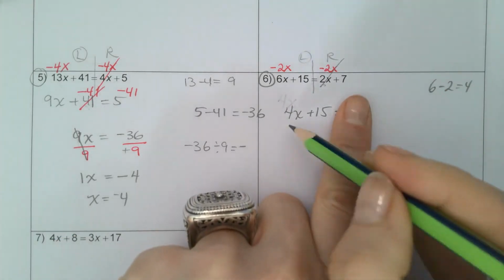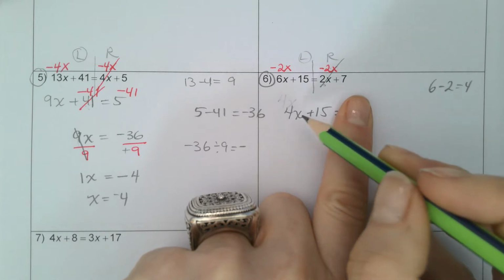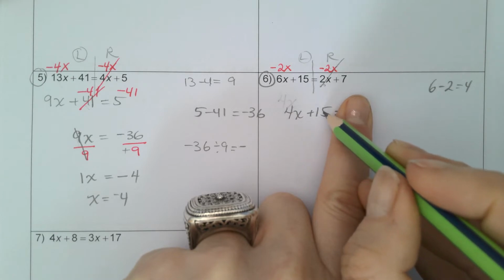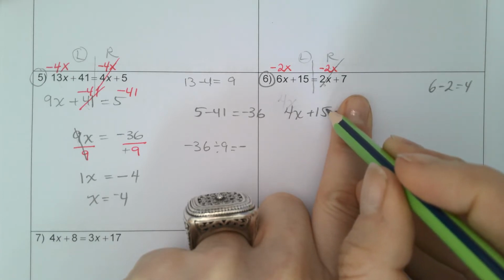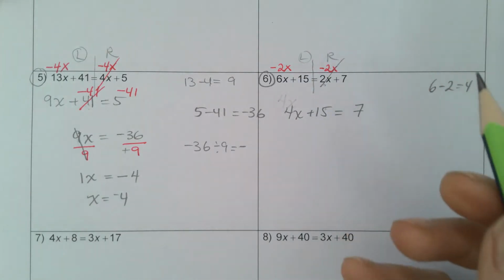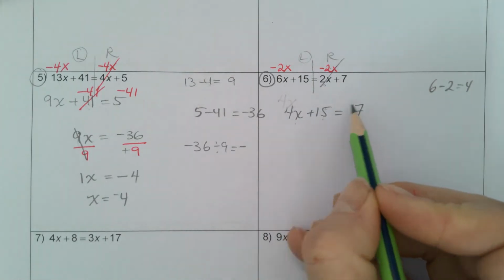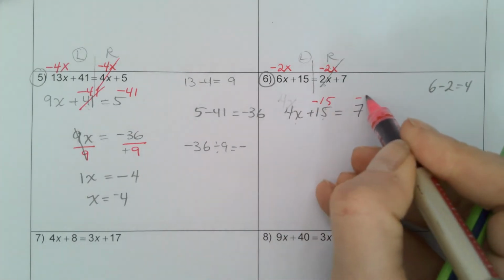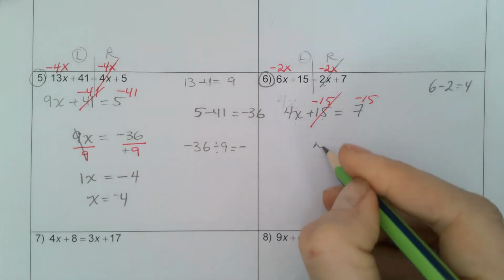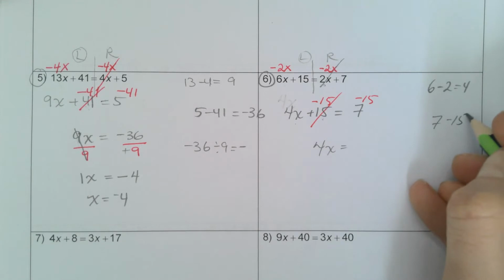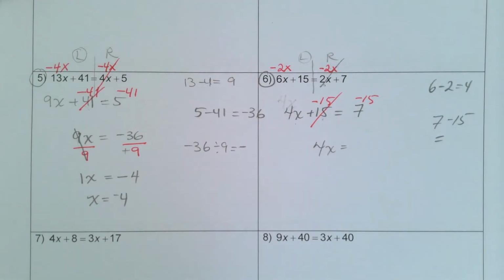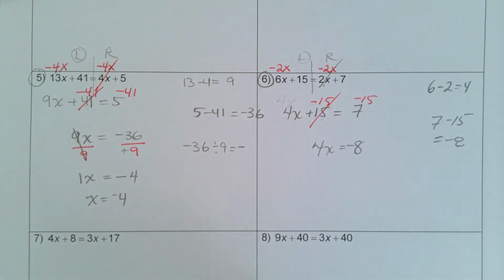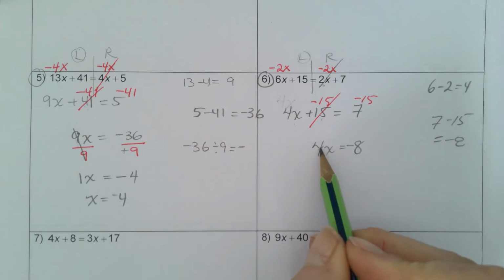So x is on the left, so I have to get rid of the 4 and the 15 because x needs to be alone. This is like the best friend touching x, and this is far away. This is like the neighbor, so I have to get rid of this one first. Or I can say, I want all the terms with the x's on the left. He doesn't have an x, so let's move him over onto the other side. So he's plus 15, so I do opposite. So 4x equals 7 minus 15, which is minus 8. So that's negative 8.